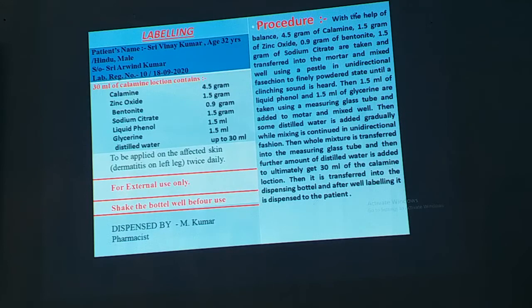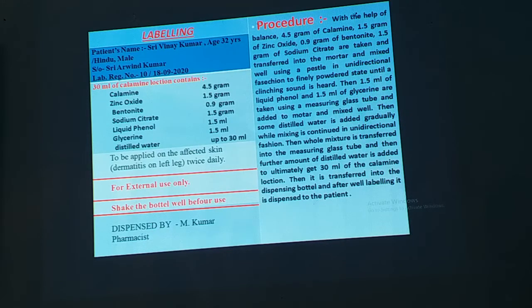Then it is transferred into the dispensing bottle. Bottle, please read it correctly, bottle instead of the misprint. So then it is transferred into the dispensing bottle and after well labeling it is dispensed to the patient. On the left side, that is labeling.